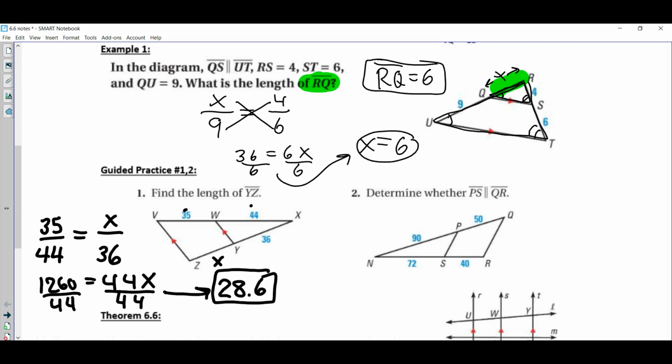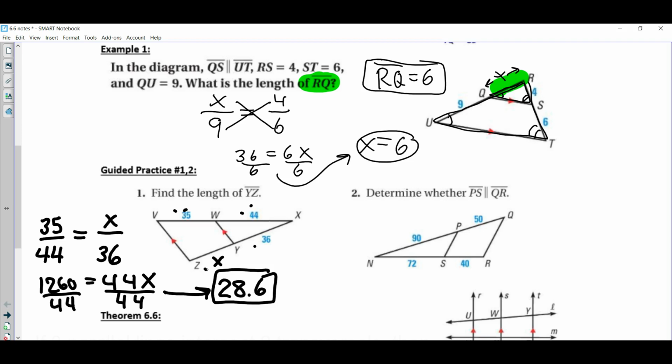One thing to note about this before we move on to number 2 is that there are varied ways that you can set up your proportion. For example, someone may have set this up as 44 over 36 equals 35 over x. And that's okay as long as the sides are corresponding with one another.